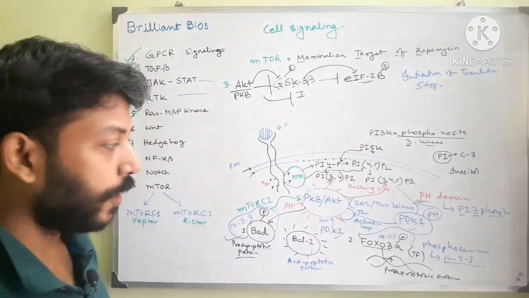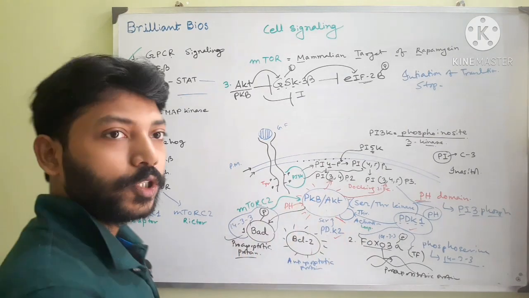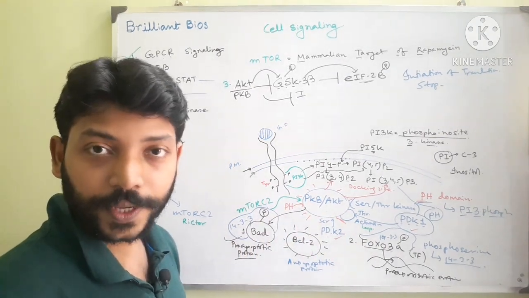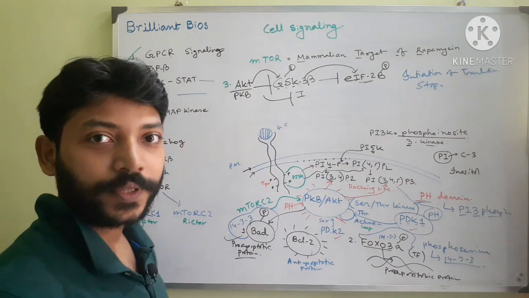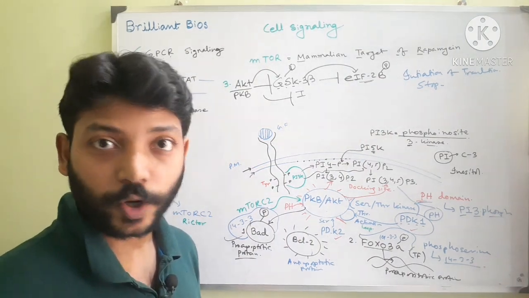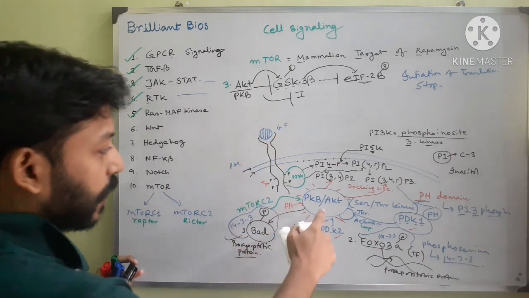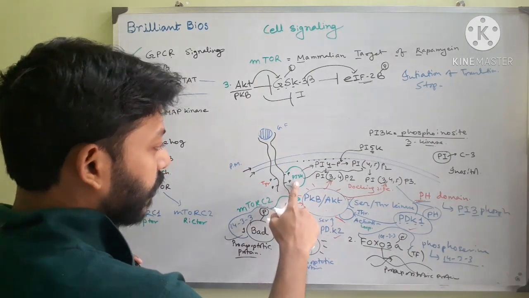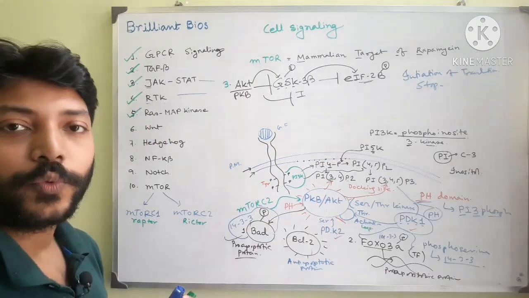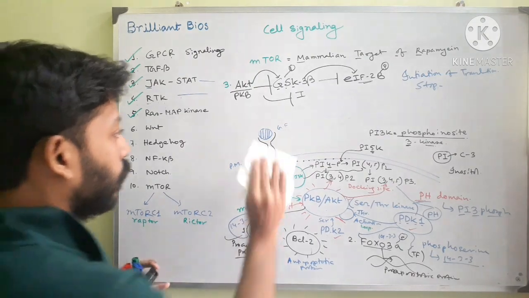So by this three way, PKB controls cell survival and translations. That means the cell will proliferate. Now how this pathway, this Pi3 kinase and PKB, are related with the mTOR pathway, yes, I will show you.